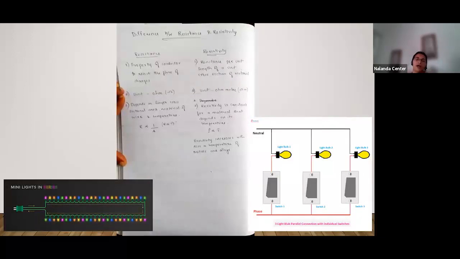Now one point that I left out is, see, this is the series connection. Only one switch. Say any of this, consider this particular thing has broken. What is going to happen?